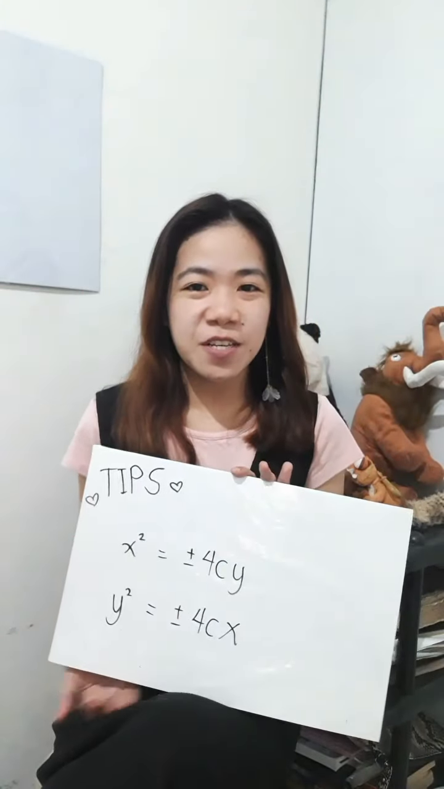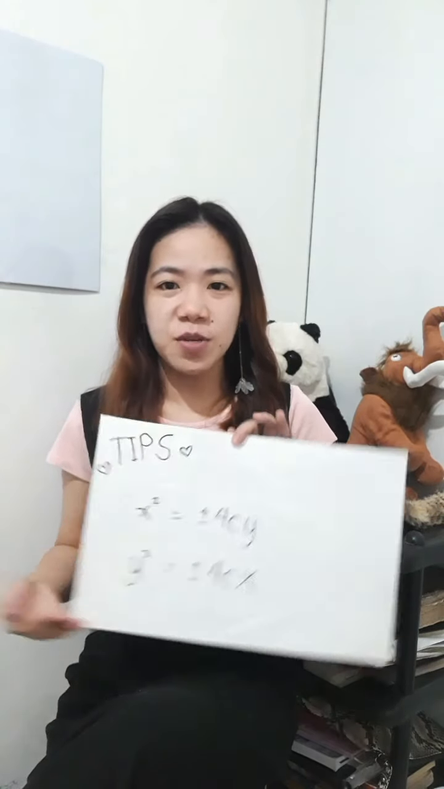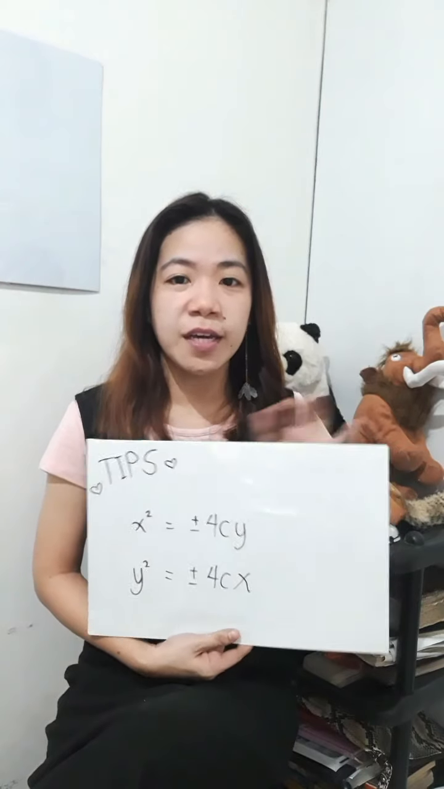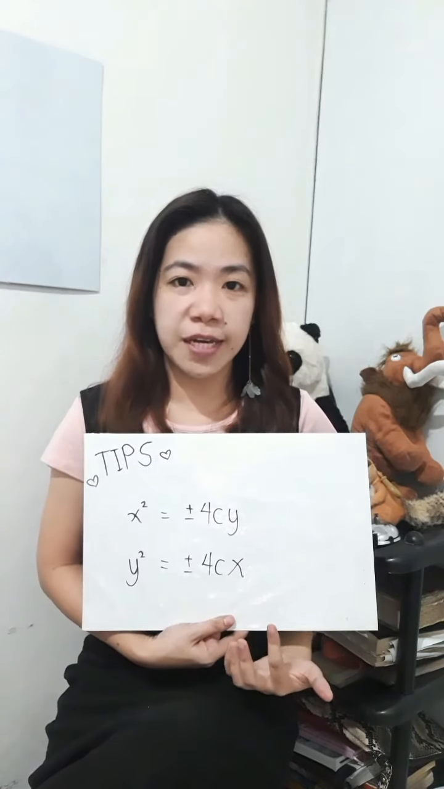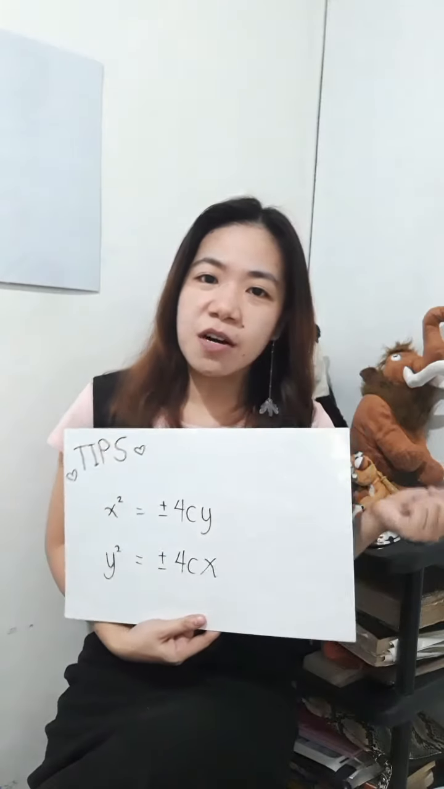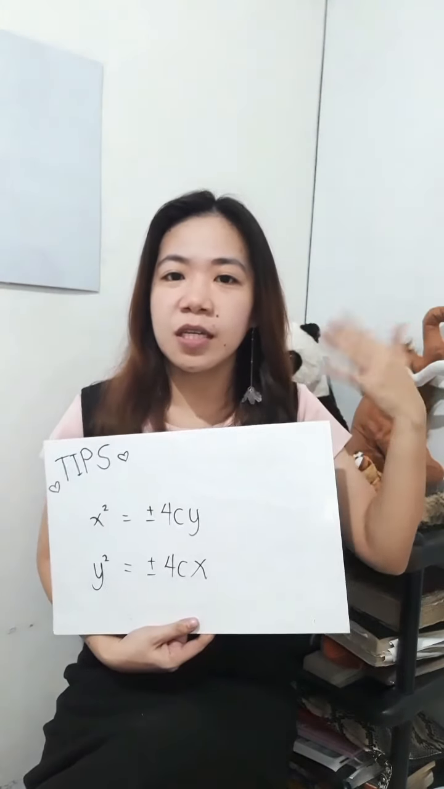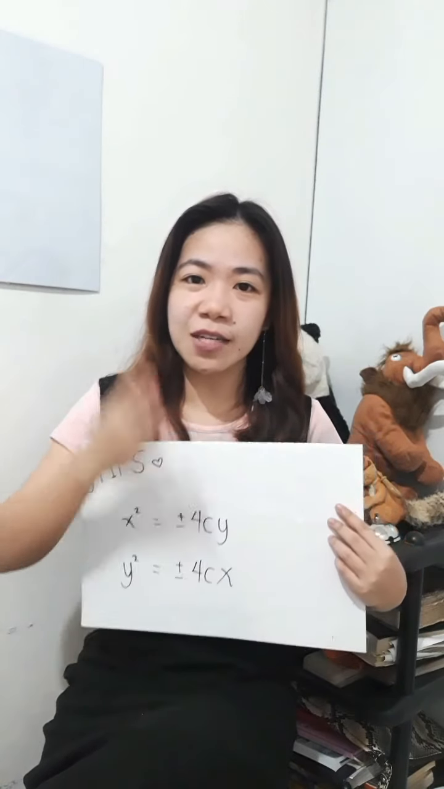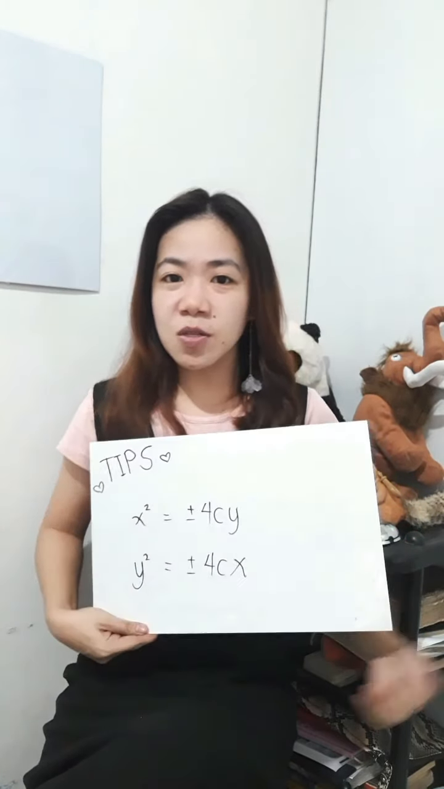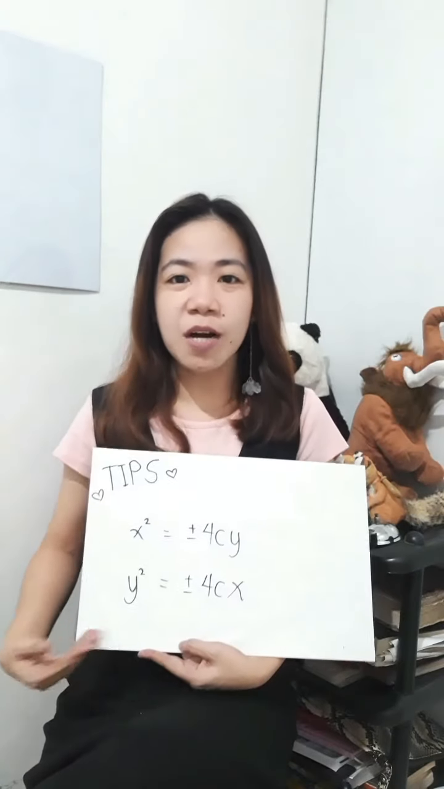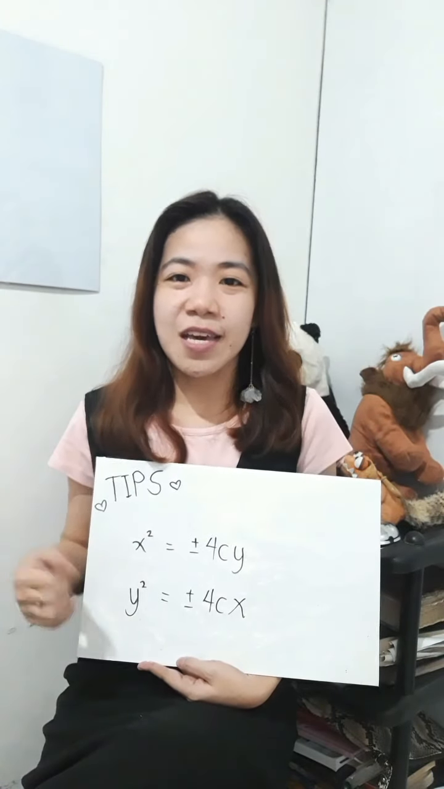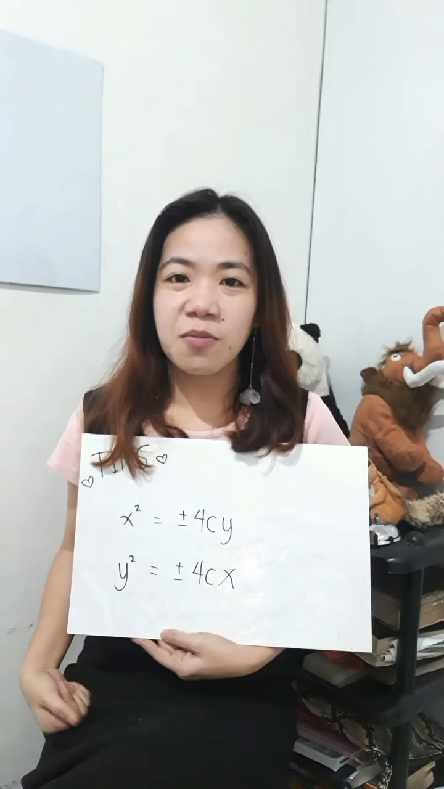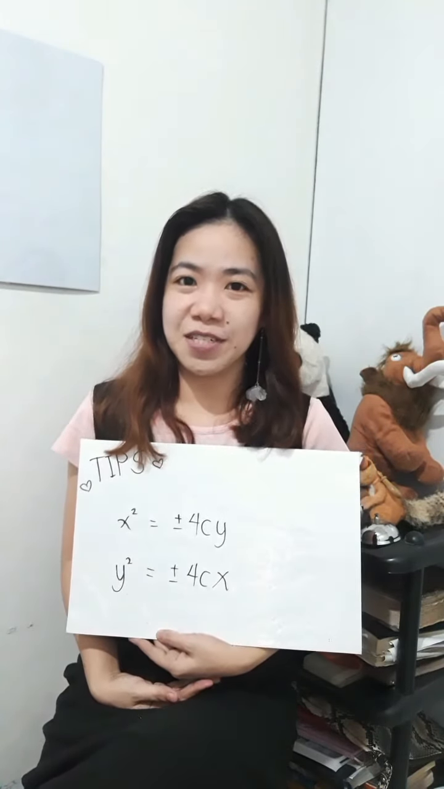Okay, so for today, we'll be having some tips in graphing the parabola. So we have here, if you can see, the equations x squared equals positive or negative 4cy, and the equation y squared equals positive or negative 4cx. Now, we are already familiar with parabola during the earlier years in high school, and we know that when we see x squared, it will be a parabola either opening upward or downward. So this time, when you see y squared, that would be a parabola opening to the left or to the right. And if you see equations like this one, the vertex is automatically 0, 0 or at the origin.